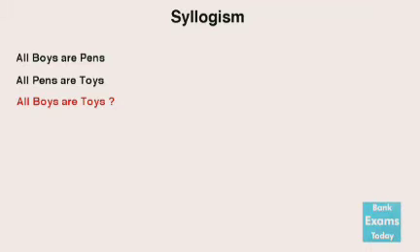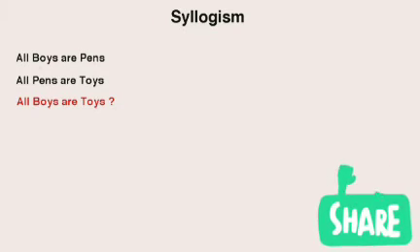We'll do a very important chapter in the reasoning section, that is syllogism. So I will explain the basic fundamentals behind this chapter using a simple example. So let's do the simple example first. All boys are pens. All pens are toys. So you have to find whether all boys are toys.